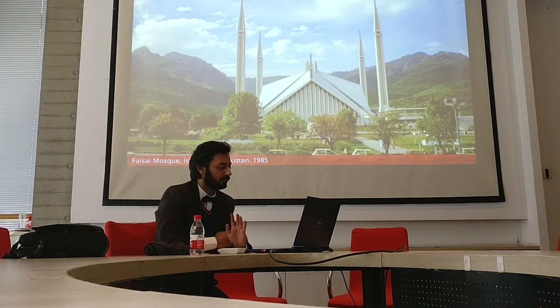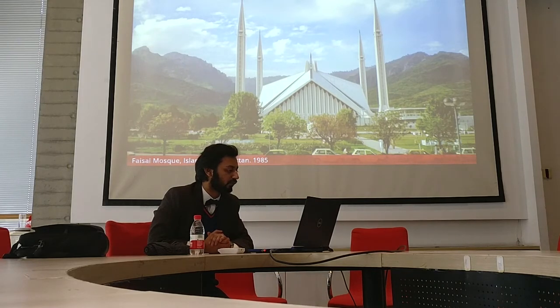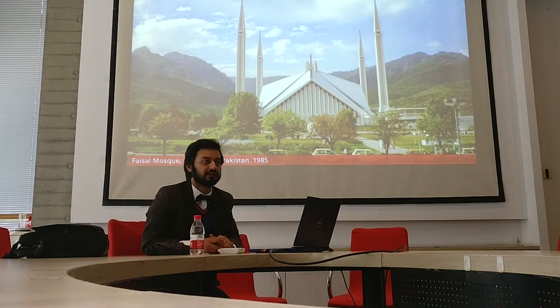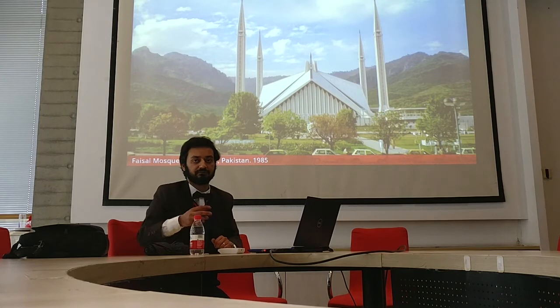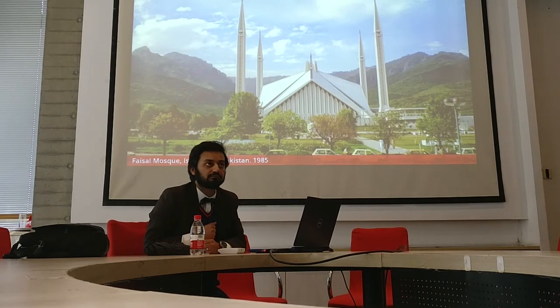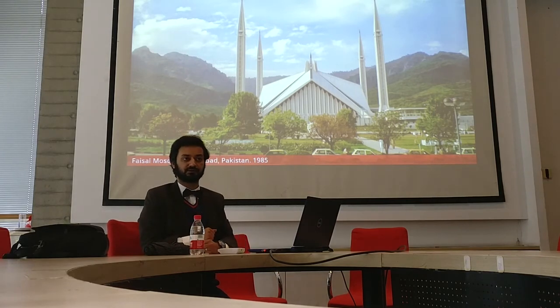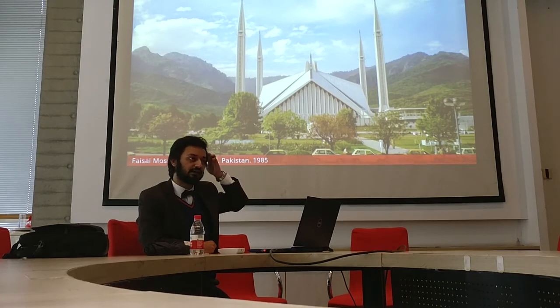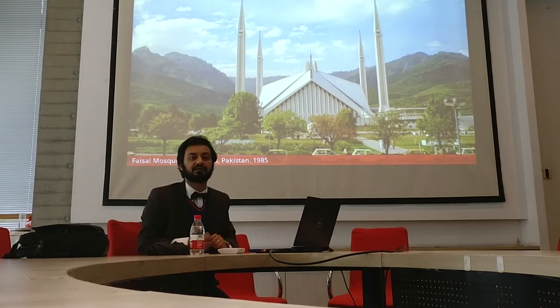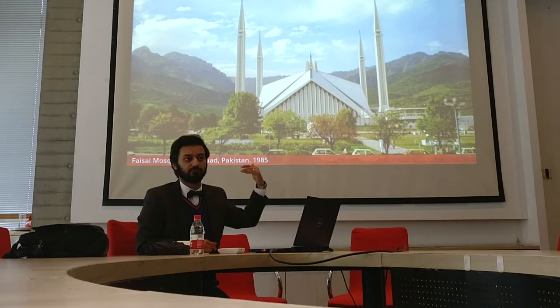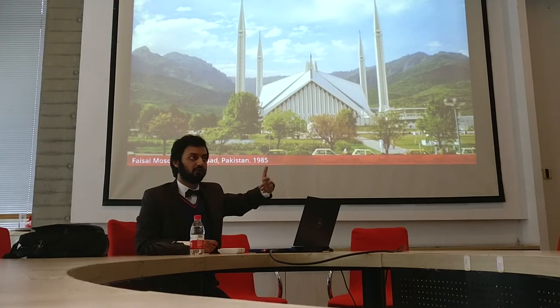And now the only major mosque done after that is the Islamabad mosque, which is called the Faisal Mosque. It's named after King Faisal of Saudi Arabia because he was, how shall I say, the main financial supporter of this mosque. So this was built around 1985, and around this time modern architecture was pretty much at its peak in Pakistan. Of course, in a lot of European countries, modern architecture had already gone through decades of evolution.